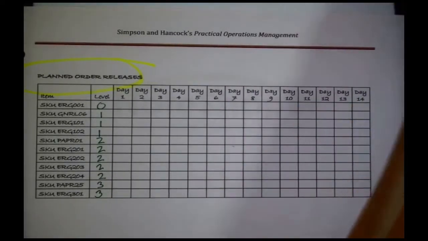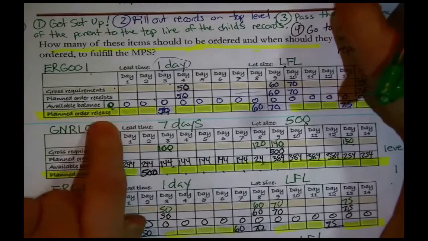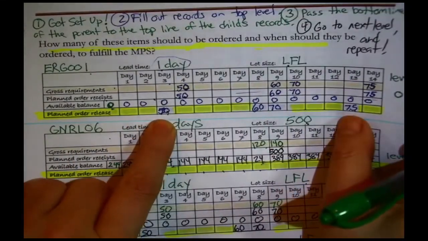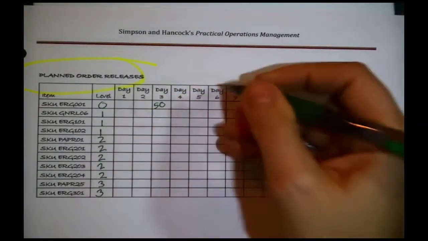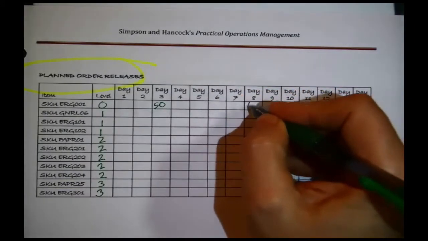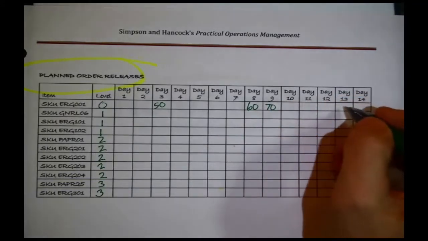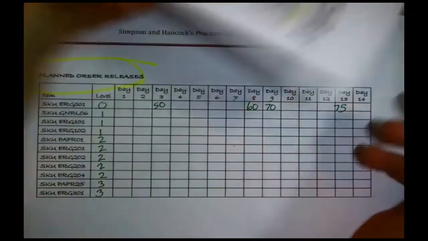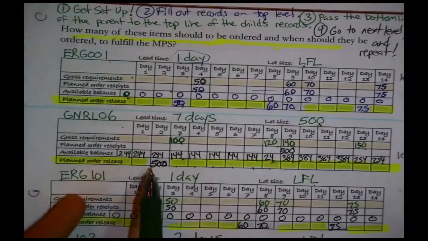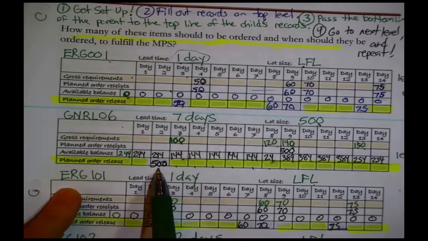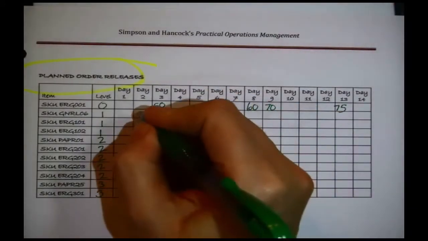Going all the way back to where we started, ERG 101, what is it that we actually determined that I highlighted here? You need to order 50 of those games on day 3. You need to order 60 on day 8. You need to order 70 on day 9. And you need to order 75 on day 13. But wait, there's more. Because also GNR L06 was the one that had that odd order for 500 on day 2. You would want to definitely feature that in your plan.